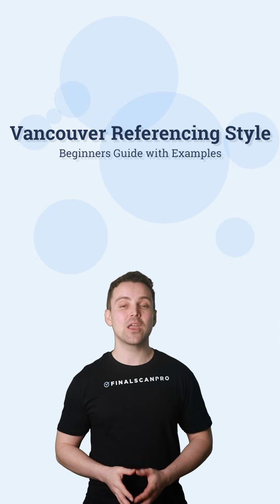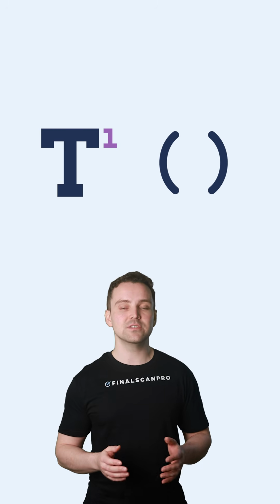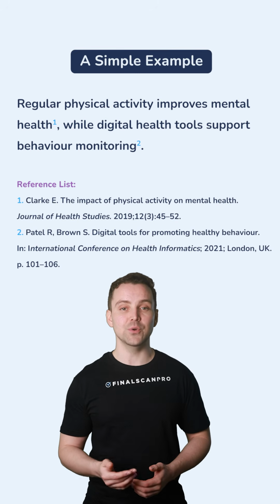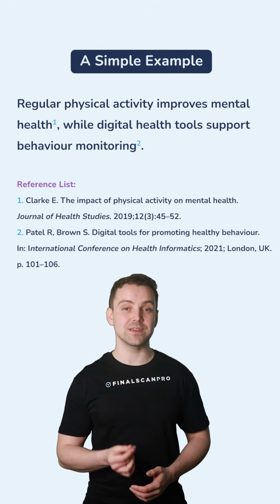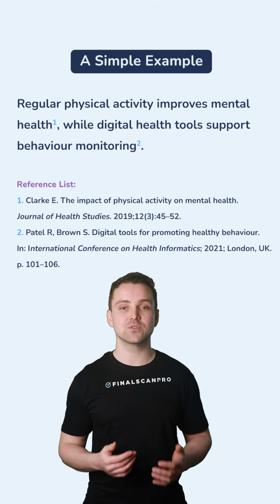In this video, we're going to explore the Vancouver referencing style. Vancouver style uses a numbered citation system, where sources are cited using numbers in brackets or as superscripts. Each source is numbered in the exact order it first appears in the text, and that number is reused every time you cite the same source again.